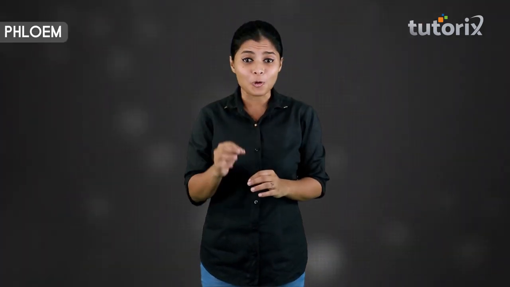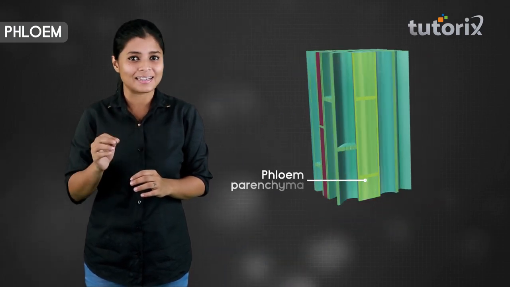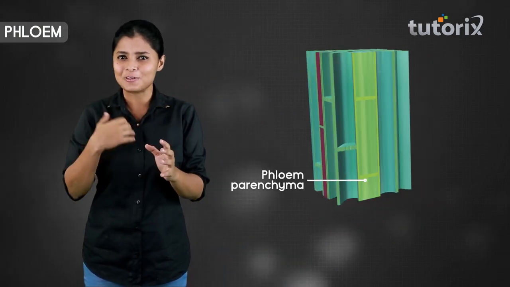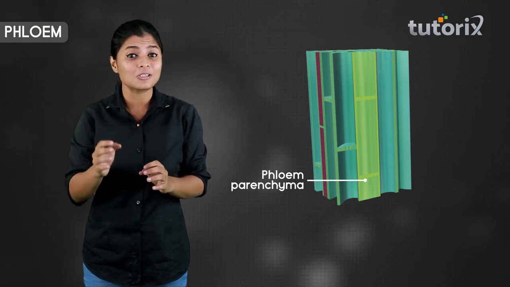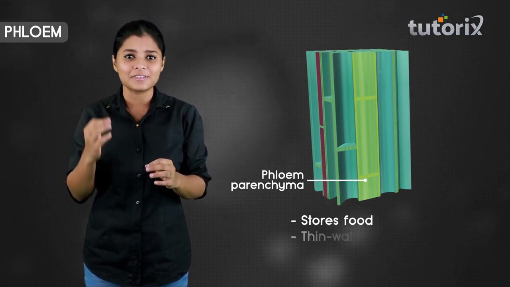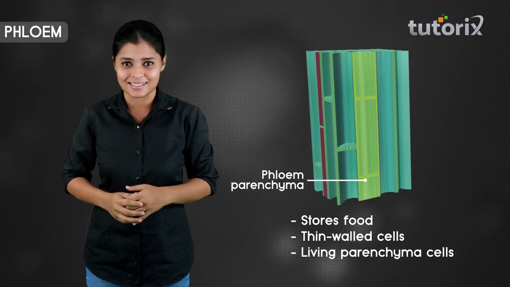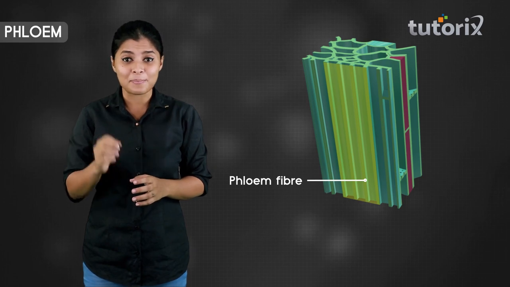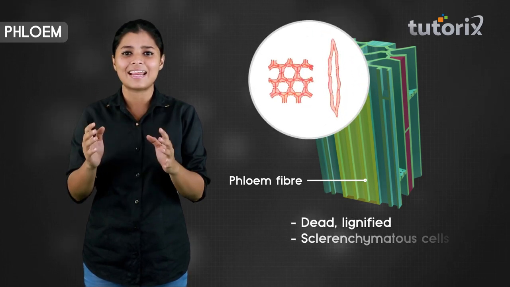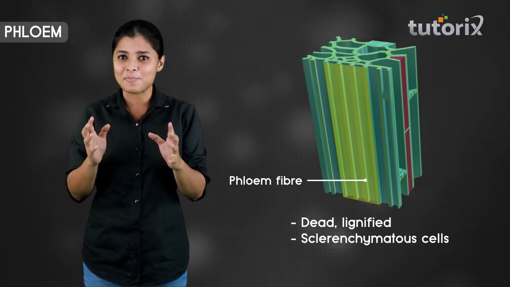Like xylem, the phloem also consists of phloem parenchyma. So I'm guessing you will know what its function is. Yes, the phloem parenchyma also stores food and is made of thin-walled living parenchyma cells. Now remember, I said that the phloem is the living conducting tissue except for one part. This is the phloem fiber. The phloem fibers are made of dead lignified sclerenchymatous cells, so they provide mechanical support to the phloem tissue.